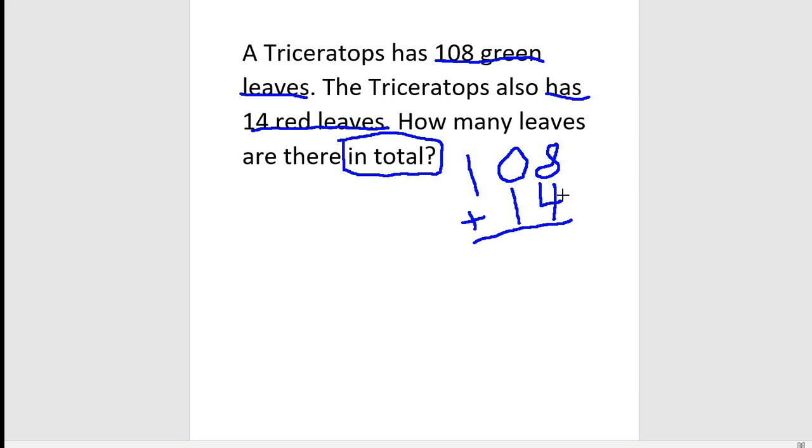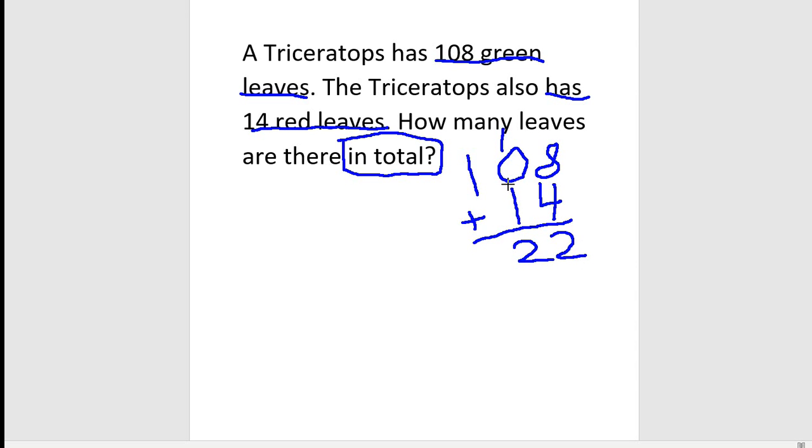And so when we're adding these together, we start in the ones column. So we start 8 plus 4. And we know 8 plus 4 is 12. And remember, we cannot put 12 down here. 12 will not fit. So we have to carry the 1 and put the 1 up here. And so we have 1 plus 0, so we just have 1. And 1 plus 1, which means this is 2.